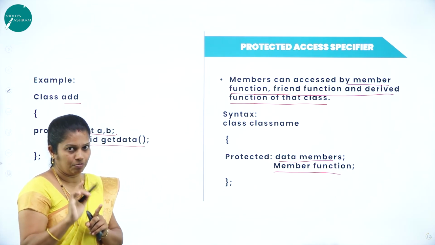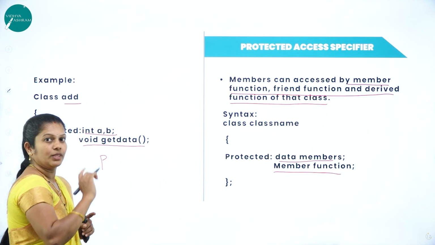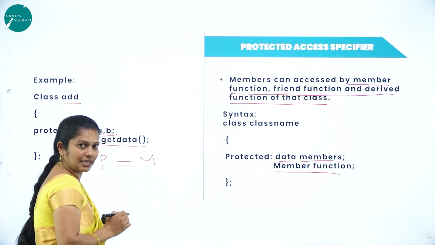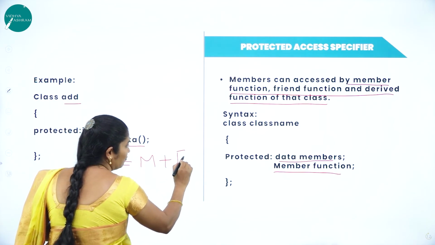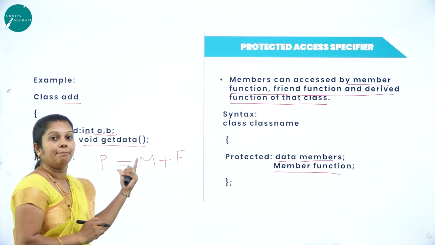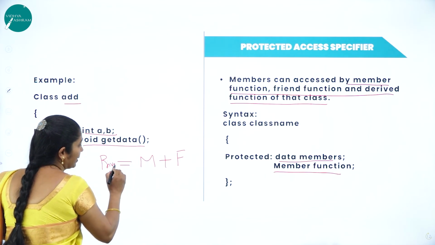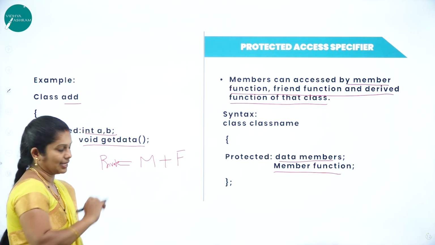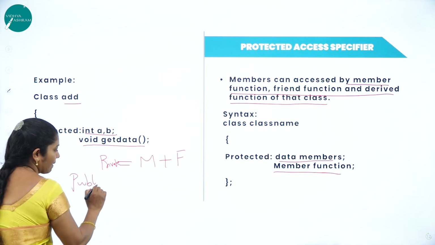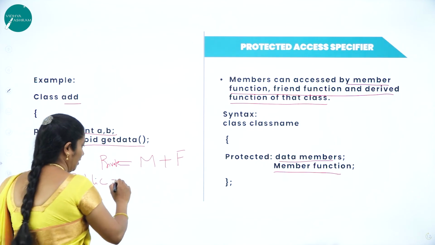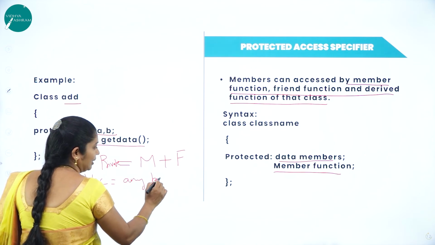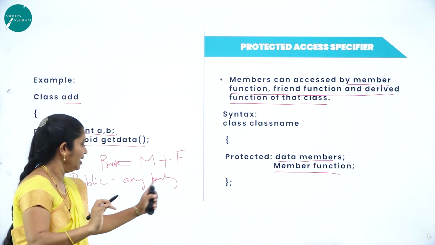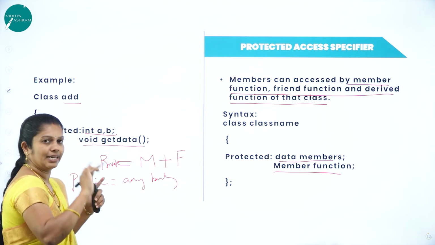Consider we have one patient. If it is private, then who can access? Member function can access, family members can access, as well as friend function can access if it is private. If it is private, then member function as well as friend function can access. If it is public, then who can access? Anybody. Anybody can access, whether it be member function, non-member function, friend function, derived function. Any function can access if I declare it as public.